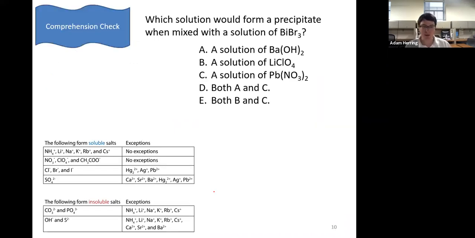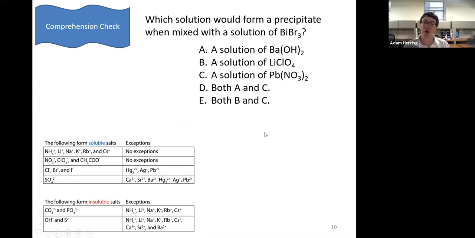Let's try a practice problem. Which solution would form a precipitate when mixed with a solution of bismuth bromide? I'd like you to pause the video and try and determine this on your own using the solubility rules, and then I'll walk you through a solution.